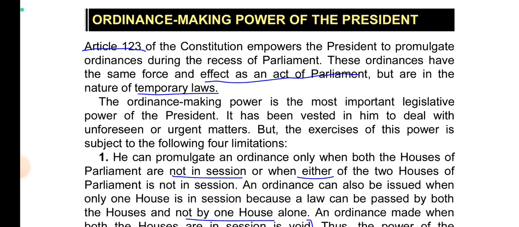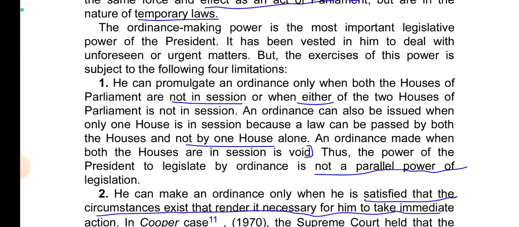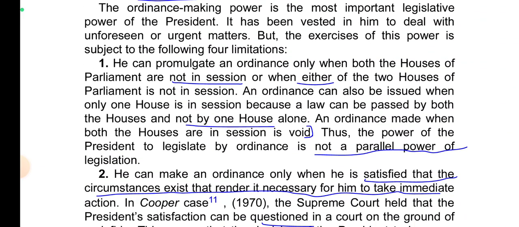Ordinance making power of the President. Article 123 of the Constitution empowers the President to promulgate ordinances during the recess of Parliament. These ordinances have the same force and effect as an act of Parliament, but are in the nature of temporary laws. The ordinance making power is the most important legislative power of the President.